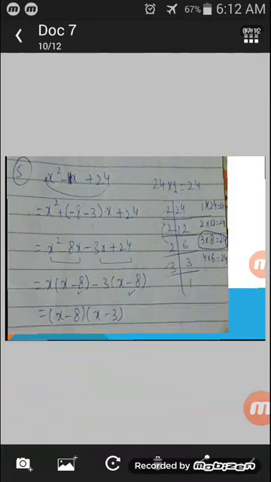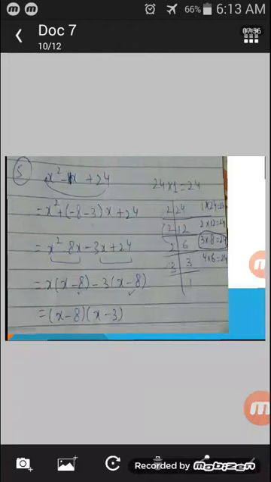You choose those two numbers whose product is 24 and whose sum, when you add 8 and 3, you will get 11. I have already said that when you face a situation like ax square minus bx plus c, then you have to choose minus n1 and minus n2. So minus 8 and minus 3 are the numbers whose addition gives minus 11. So x square minus 8x minus 3x plus 24.